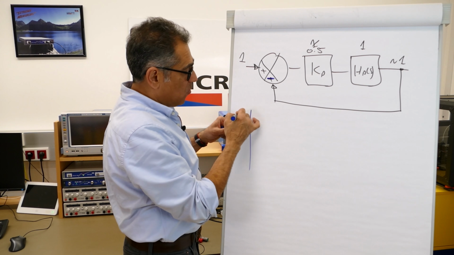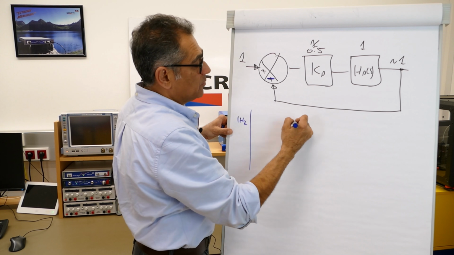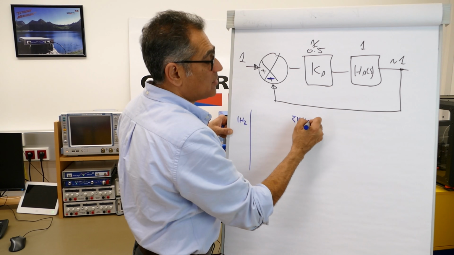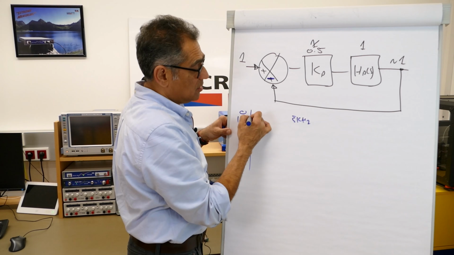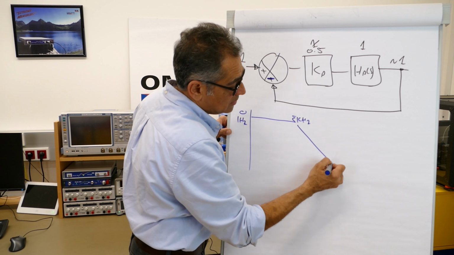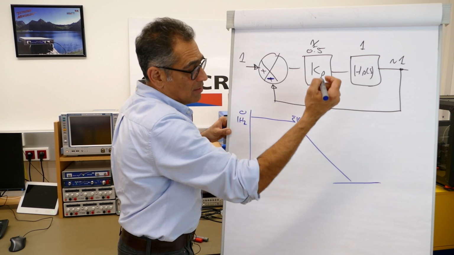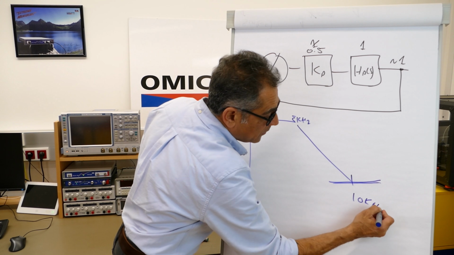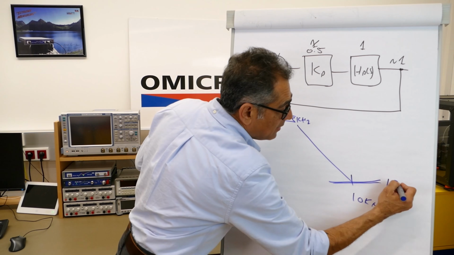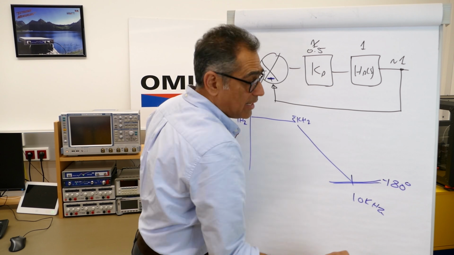Let's say that from 1 Hertz to 5 kilohertz, there is no phase loss at all, right? There'll be 0 degrees of phase loss. And then from 5 kilohertz to 10 kilohertz, this starts adding a certain amount of phase loss, and at 10 kilohertz, let's just say I hit a phase of minus 180 degrees.